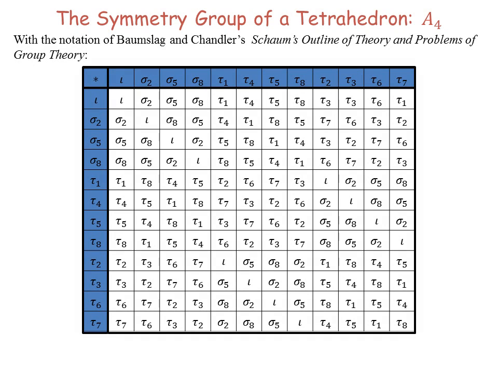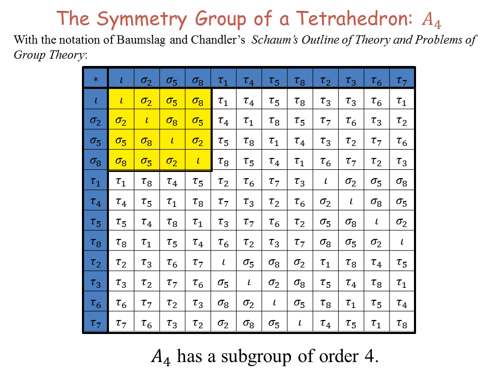With the notation we have introduced, which comes from Schaum's outline of theory and problems of group theory, we have the following multiplication table for the group of symmetries of the tetrahedron. This group is denoted A sub 4. Notice that this group has a subgroup of order 4. It is the subgroup which consists of the identity and all the sigma permutations. These are the ones which interchange pairs of vertices.